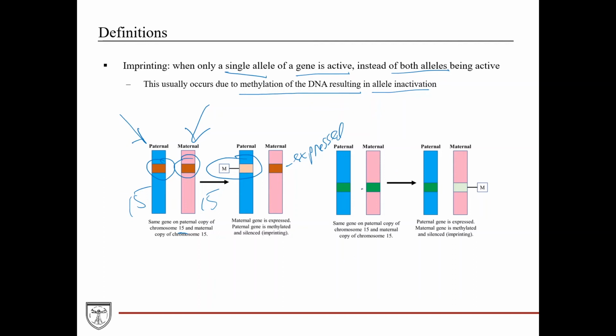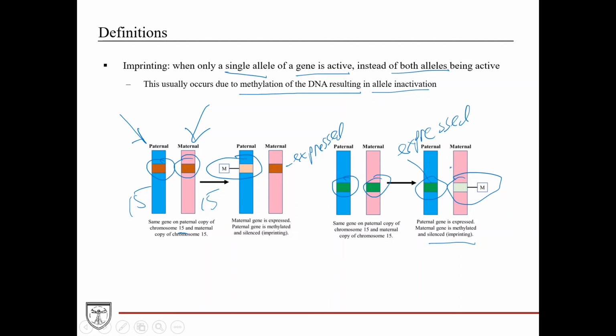And then we have another example here where you have a different gene, different location. You have one from dad, one from mom. And in this case, the maternal gene gets methylated and silenced, or imprinted, and then the paternal gene is the one that's expressed. And so again, for this particular gene, you only need one allele, or one copy, being expressed to manifest a normal phenotype.